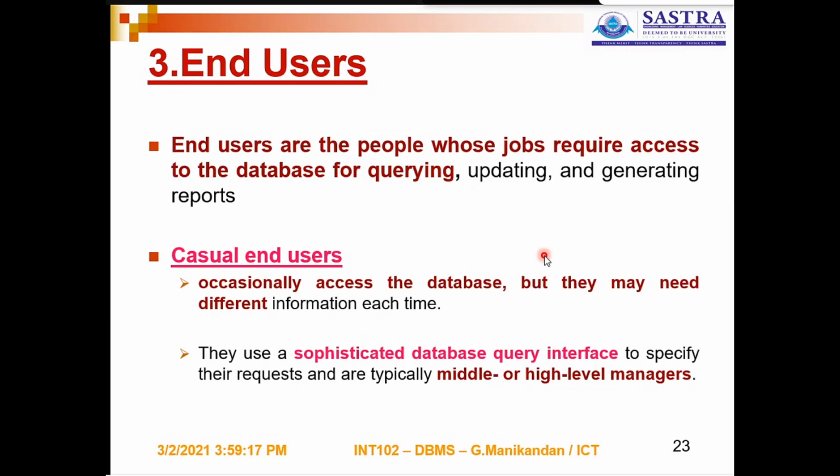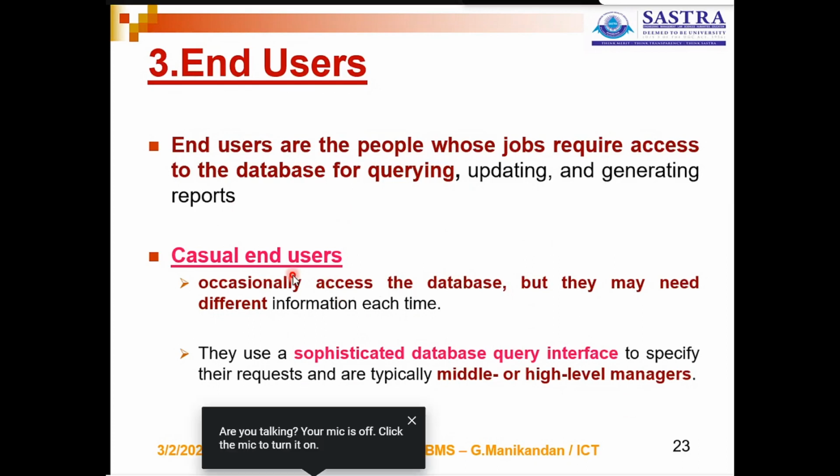These are the persons who will interact with the database occasionally, but each time they try to extract some new information; they are not going to repeat the same query again and again. For each interaction they need different information, or they interact for a different purpose. For interacting with the database, they will be using a sophisticated query language. Usually middle or high level managers come under this category. That is the first user, called the casual end user.